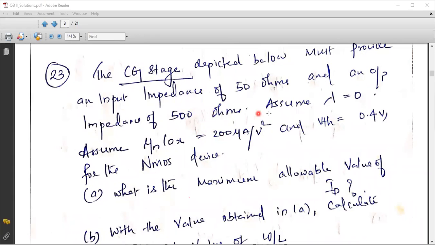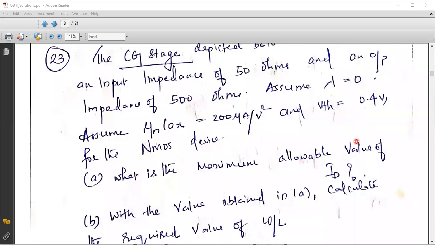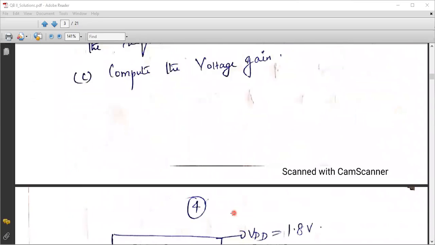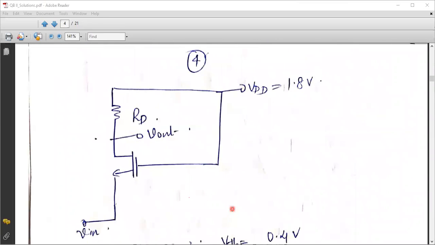Okay. So Rn is 50 ohms, students. R out is 500 ohms. Kn dash is 200 microampere per volt square. Threshold voltage is 0.4 volt. And what all things you need to find? You need to find ID, then W by L, then the voltage gain. So take down the circuit now.